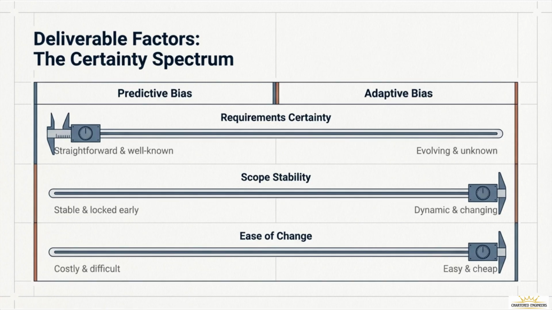The second slider is scope stability. Is the scope stable and locked in early? If so, you lean predictive.